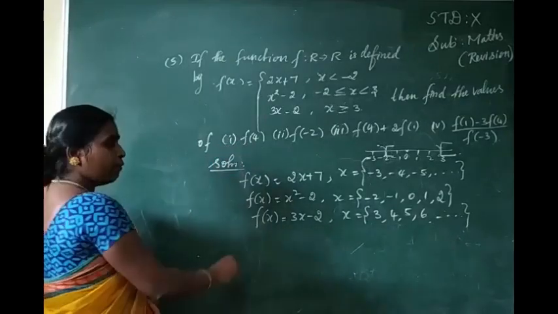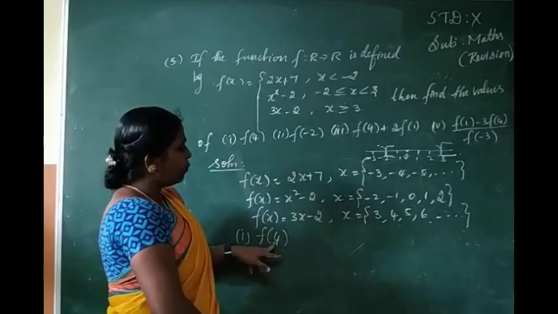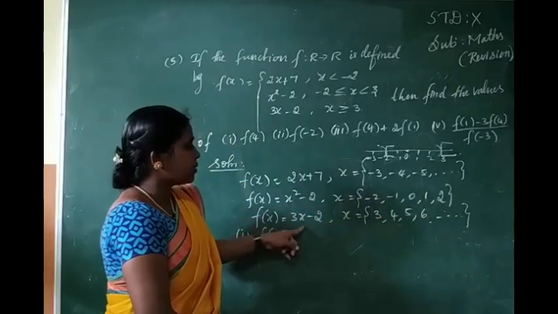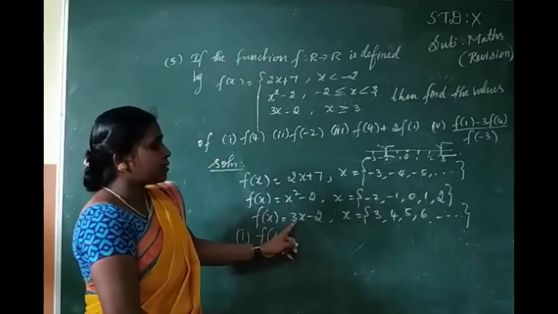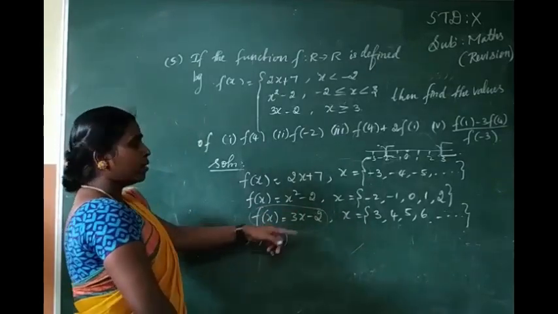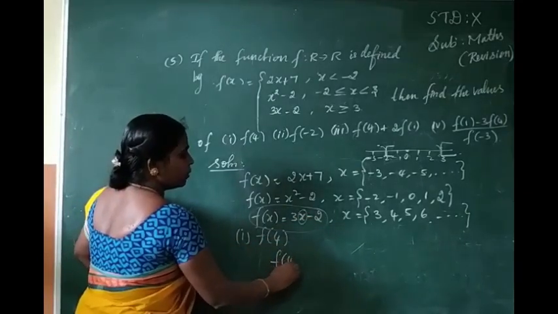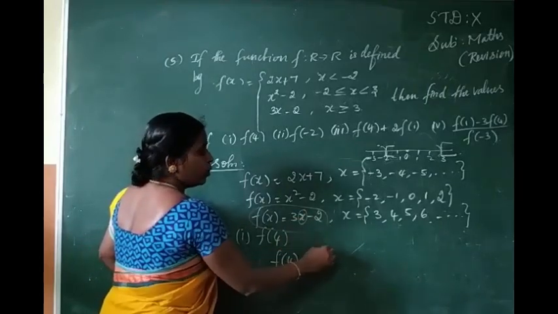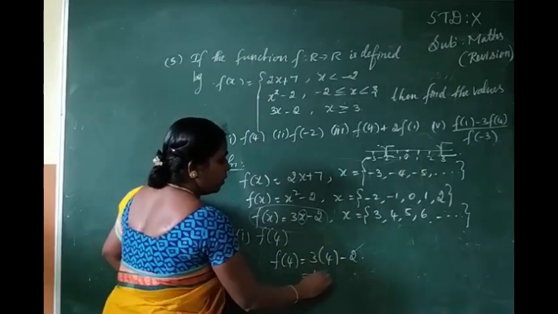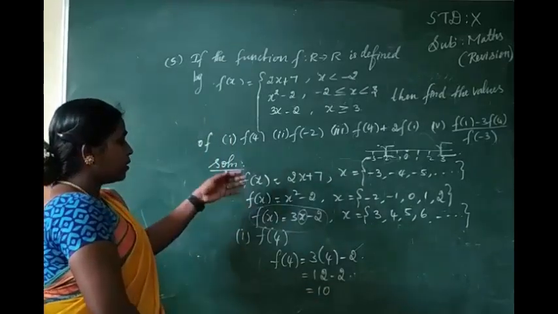First solution is f of 4. You see, when x equal to 4, 4 is in the third f of x. So when x equal to 4, f of x is 3x minus 2. So now you have to use f of x equal to 3x minus 2. Instead of x, you apply 4. So f of 4 equal to 3 into 4 minus 2. 3 4s are 12. So 12 minus 2. 12 minus 2 is 10. Okay. Let's see the second one.